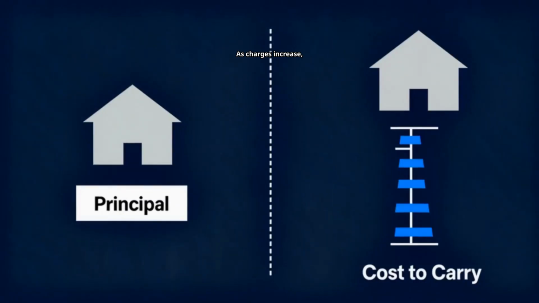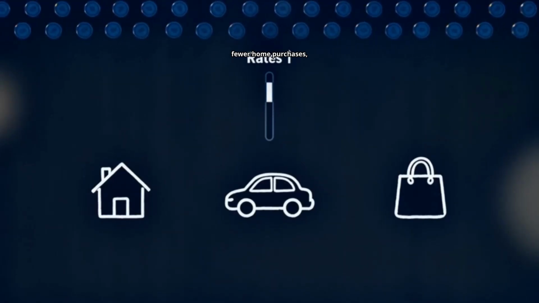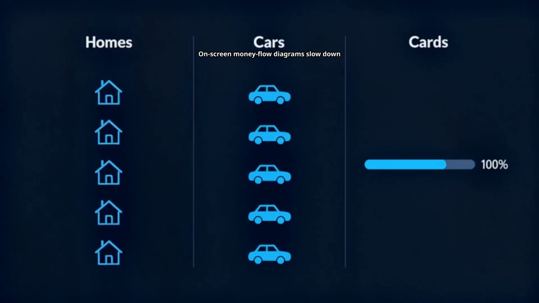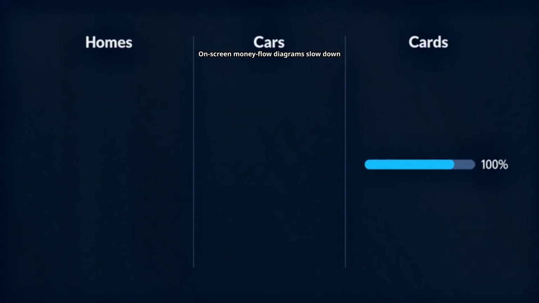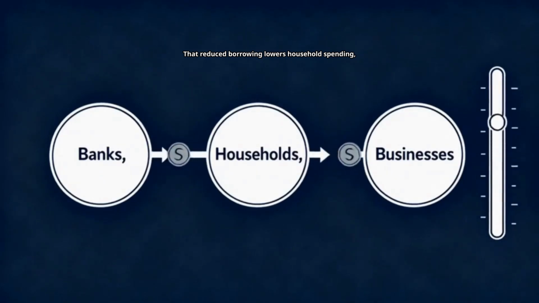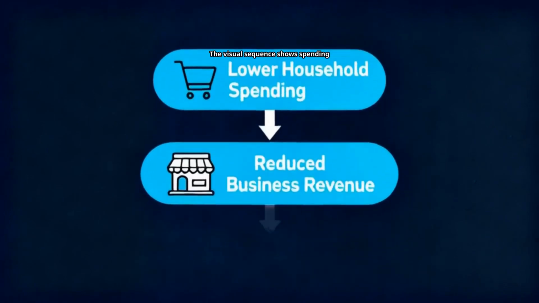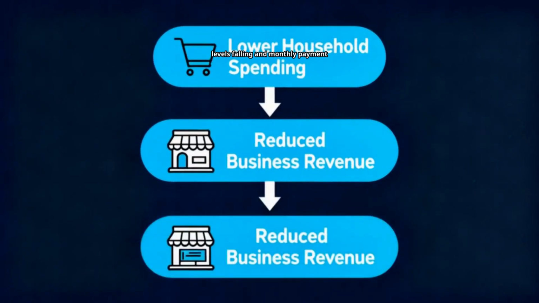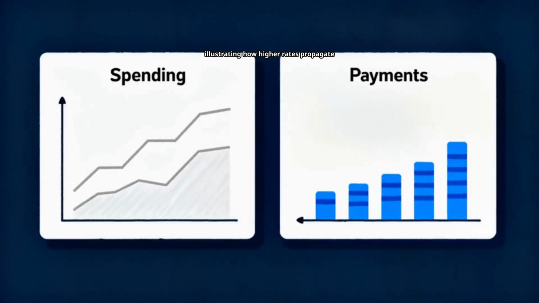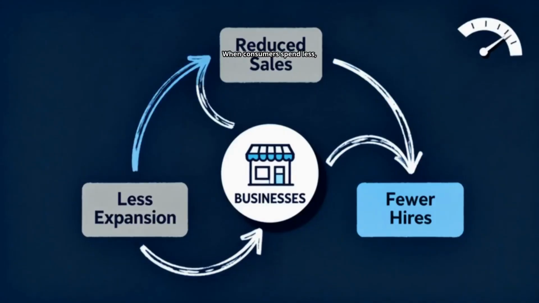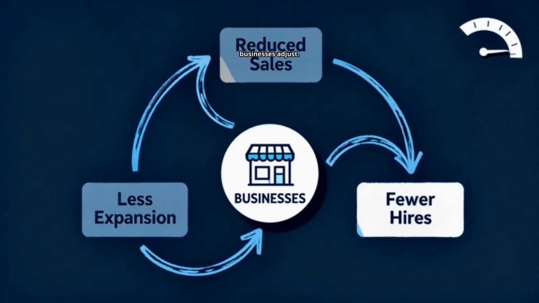As charges increase, individuals delay or cancel purchases. Fewer home purchases, delayed car buying, smaller credit card balances. On-screen money flow diagrams slow down as the rate slider moves up. That reduced borrowing lowers household spending, which reduces business revenue. The visual sequence shows spending levels falling and monthly payment stacks growing, illustrating how higher rates propagate through many everyday financial choices. When consumers spend less, businesses adjust.